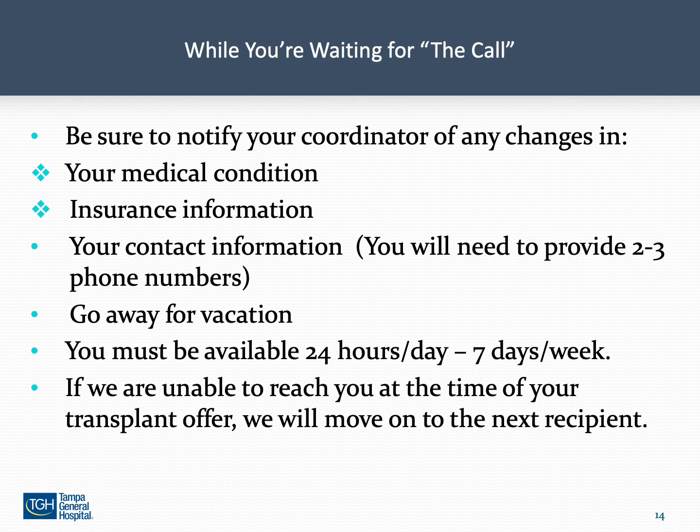While you're waiting for the call, be sure to notify your coordinator of any changes in your medical condition, insurance information, your contact information. You will need to provide 2 to 3 phone numbers, if you go away on vacation. You must be available 24 hours, 7 days a week. If we are unable to reach you at the time of your transplant offer, we will move on to the next recipient.